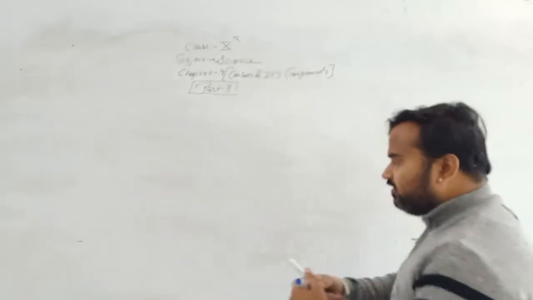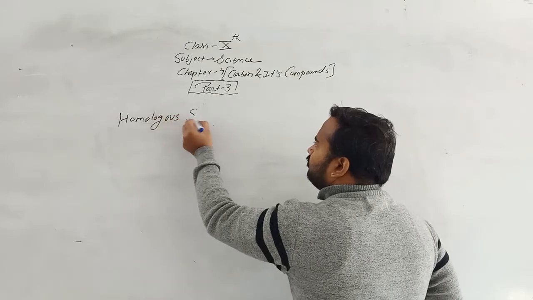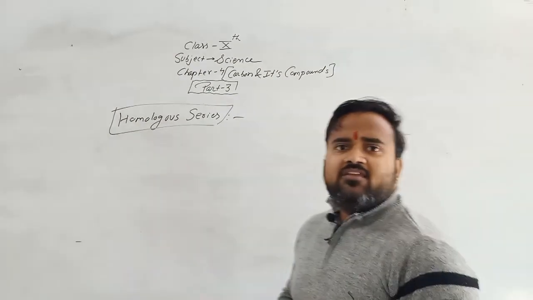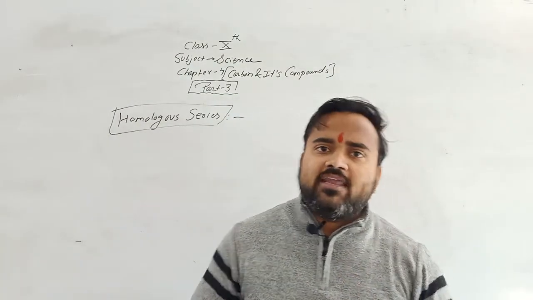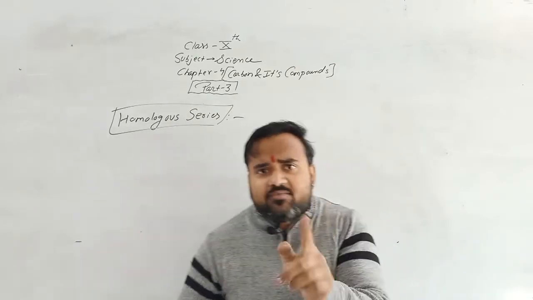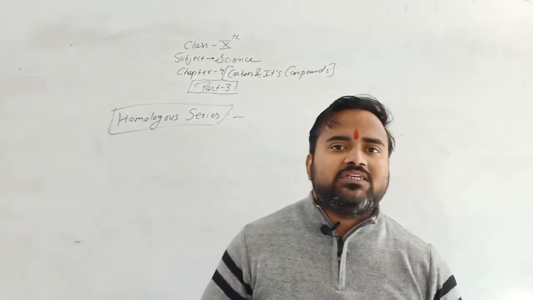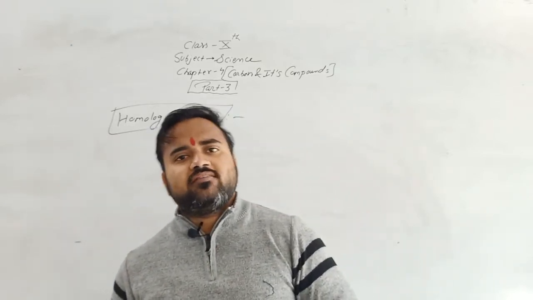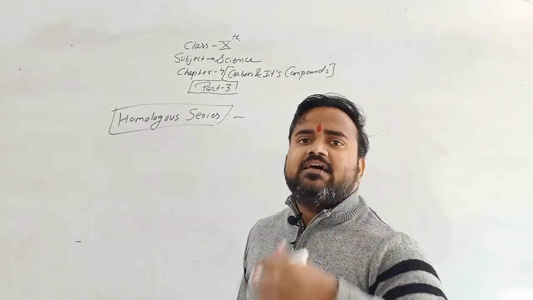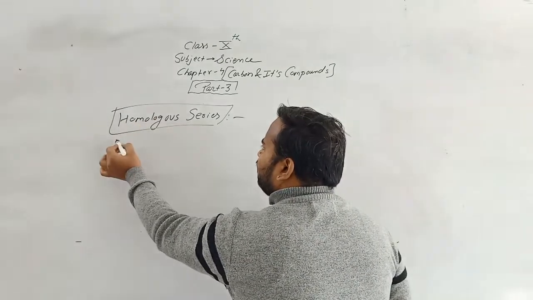Homologous series. What is homologous series? Homologous series means a group of organic compounds. Whenever there is a group of organic compounds and each member of that group differs by one carbon atom and two hydrogen atoms, then that series is known as homologous series. First I will define what is homologous series, then we will see the examples of homologous series.